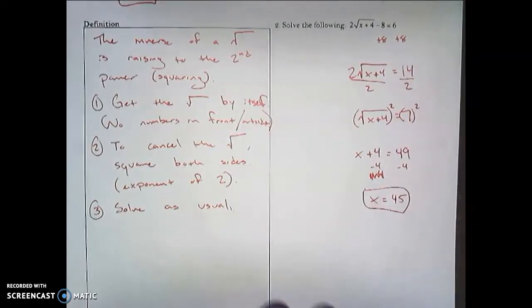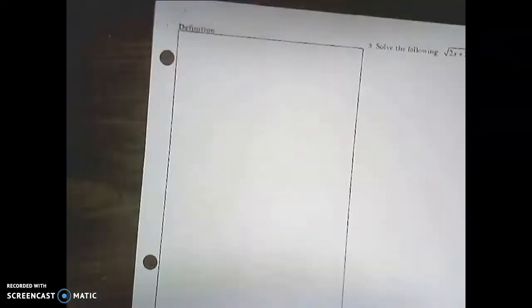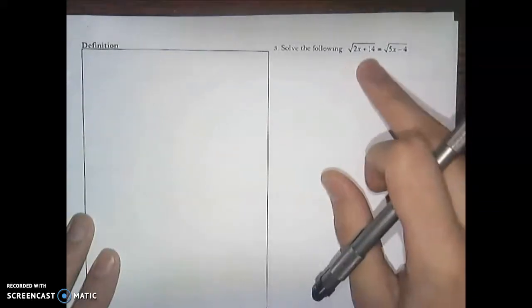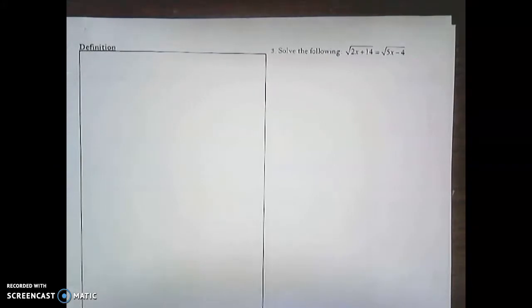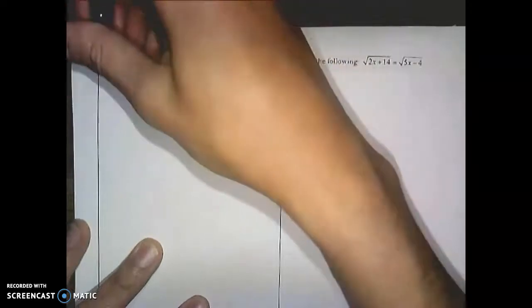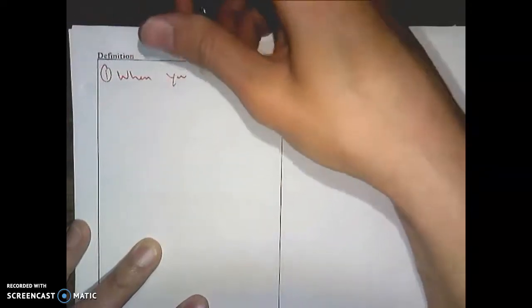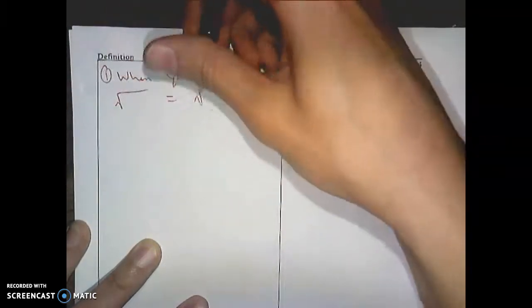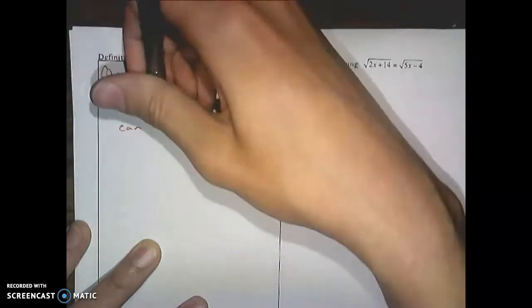All right, let's get a few more examples in. So on the next page, here we've got a square root of something equals a square root of something. So this is another special case of solving radical equations. So when you have, we'll just make a note of this, when you have a square root equal to a square root, then you can just square both sides.